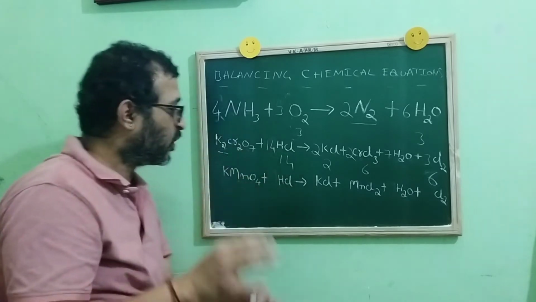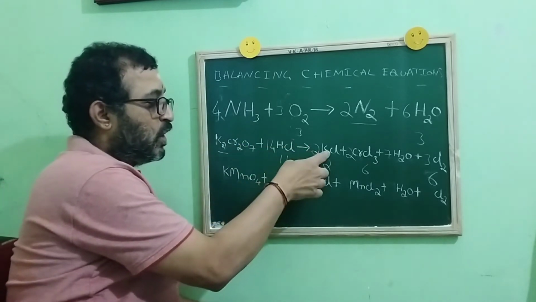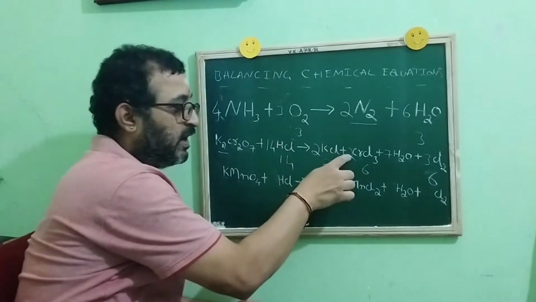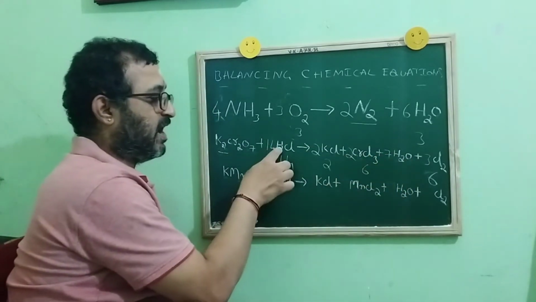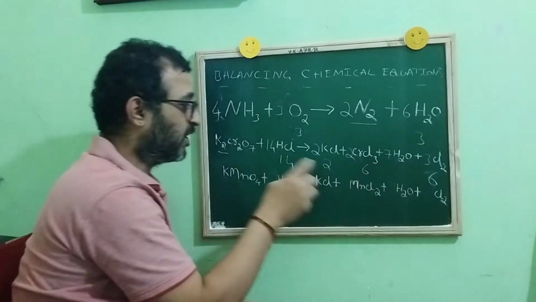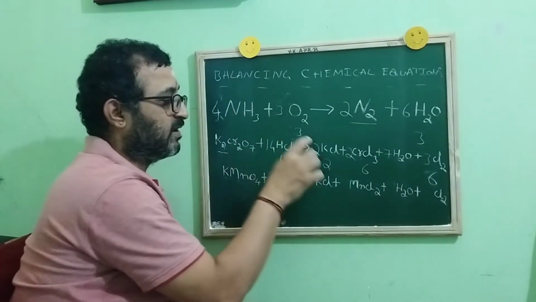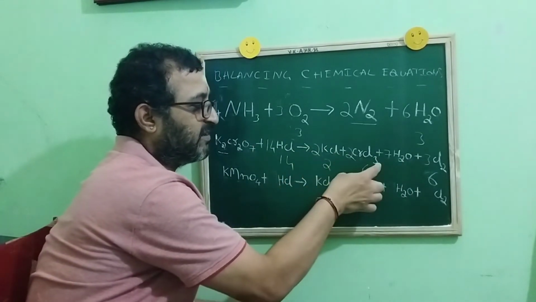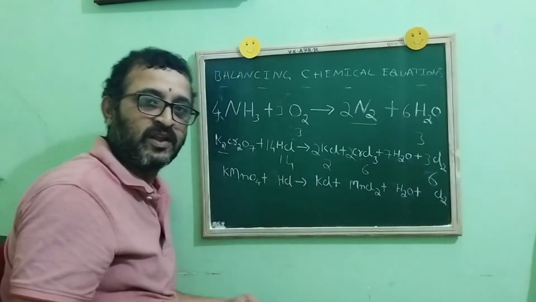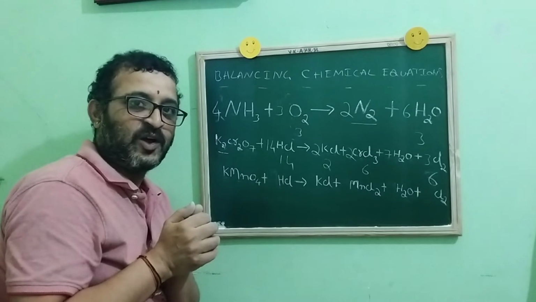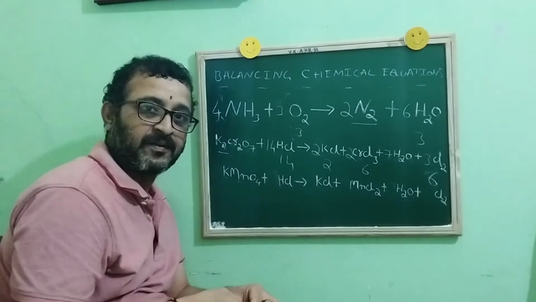So we'll just cross check once. 2K, 2K. 2Cr, 2Cr. 7 oxygen, 7 oxygen. 14 hydrogen, 7 2s are 14 hydrogen. 14 chlorine, right? So 2 1s are 2, 2 3s are 6, 3 2s are 6. 6 plus 6 plus 2 is what? 14. So the equation is balanced. Hope you have understood this one, children.